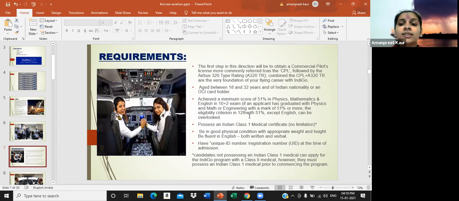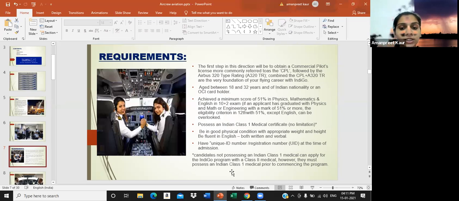Then a person should have achieved a minimum score of 51% in physics, mathematics and English in the class 12 exam. And if an applicant is applying after graduation, then it should be physics and maths or engineering with marks of 51% or more. In the eligibility criteria of 12th with 51%, English can be overlooked for that time. Then the person should possess an Indian class 1 medical certificate. She should be in good physical condition with appropriate weight and height and should be fluent in both English and writing skills. It should have a unique ID number, registration number at the time of admission.